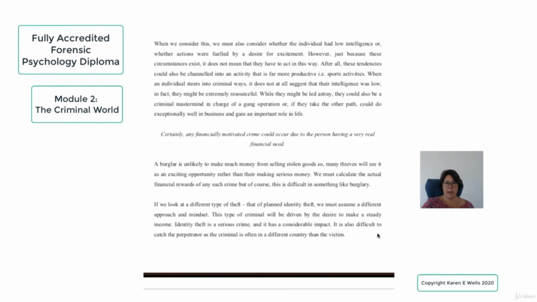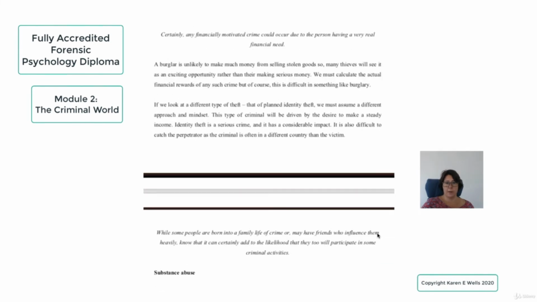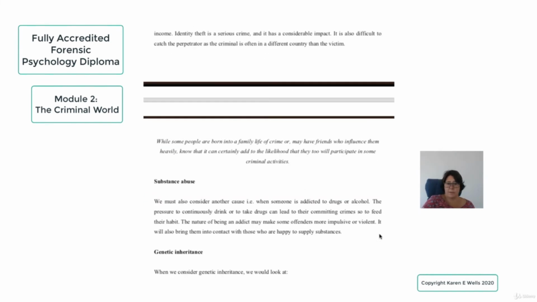So we're looking at a combination of things, different types of theft, and we're looking there at substance abuse. So, for example, is somebody going to commit a crime when they're under the influence of alcohol or drugs, if they have an addiction? So the pressure to continuously drink or take drugs could lead to them committing crimes to feed their habit. So we take that into consideration as well.